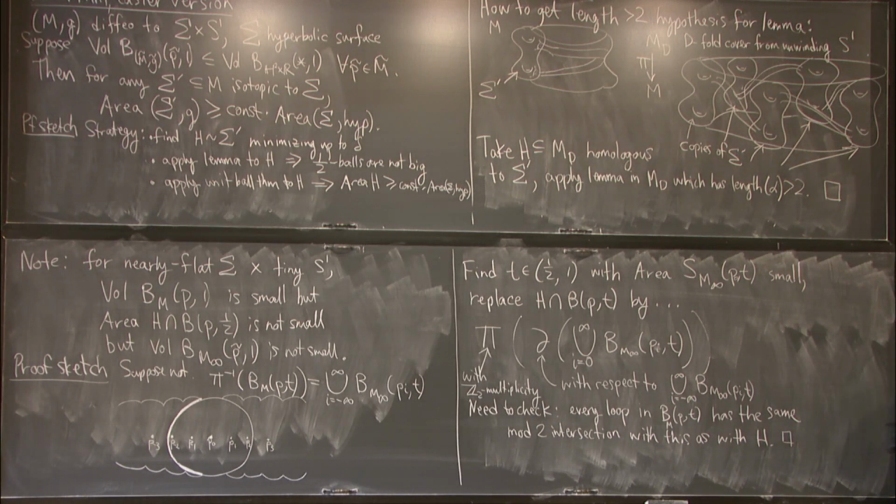Then for all points P in H, we have the area of the ball in H around a point P with radius 1/2 is at most 2 times the volume of a ball in M of radius 1, plus delta. And you notice that I replaced this left-hand side. It used to say H intersect a ball in M.